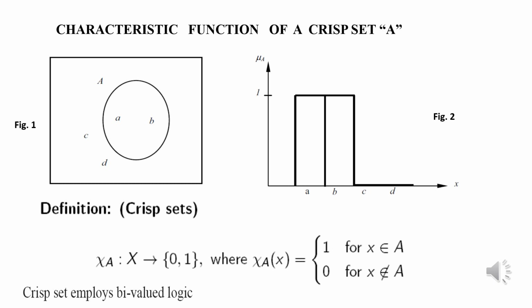Since the characteristic function takes 1 and 0 as its value, the crisp set employs bivalued logic. In figure 1, we can see that A and B belong to the set A. Therefore, their characteristic function takes the value 1. C and D do not belong to the set A. Therefore, their characteristic function takes the value 0. The graphical representation of the characteristic function is given in figure 2.